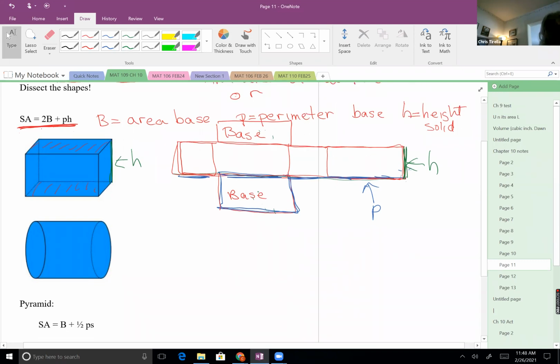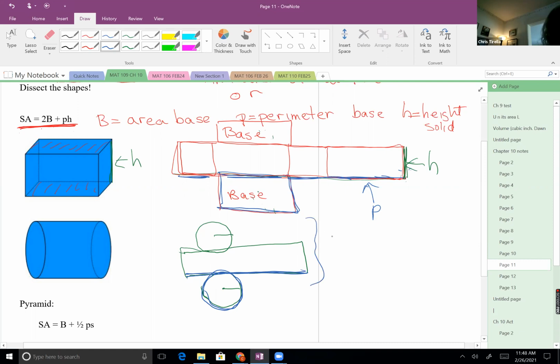Instead, if I were to dissect that cylinder, think of taking a can apart. I'd have the top and bottom. Those would be my bases. And then wouldn't I have a great big long rectangle where one side of the rectangle would be like the circumference of the circle? So let's use a cylinder for the example.